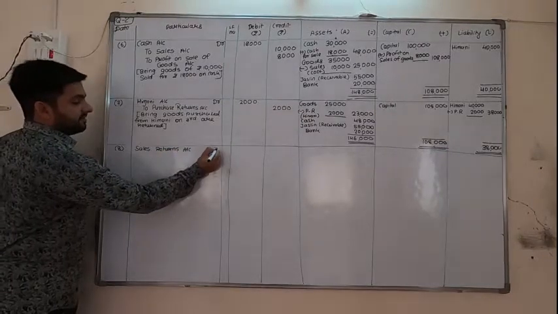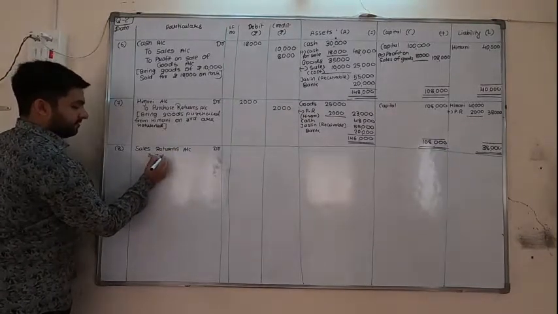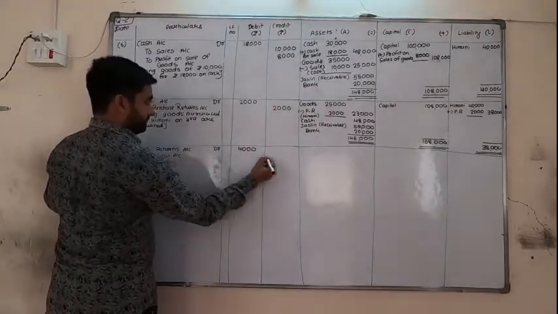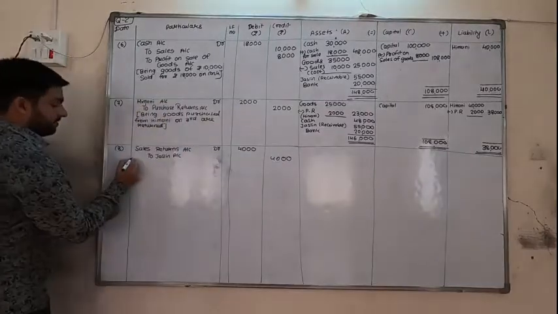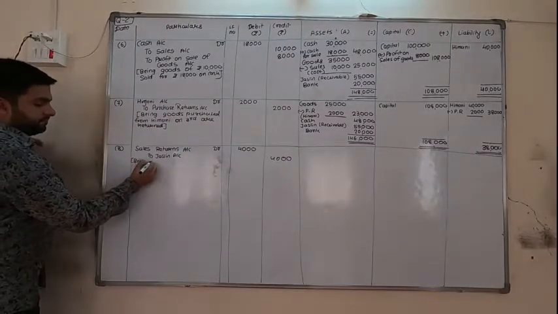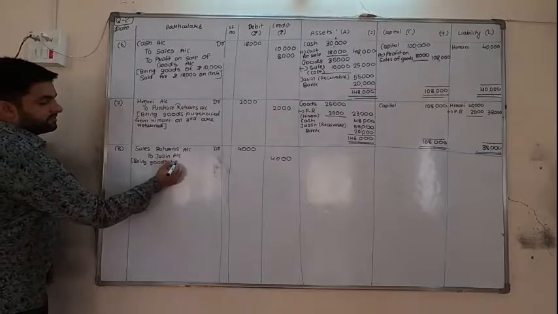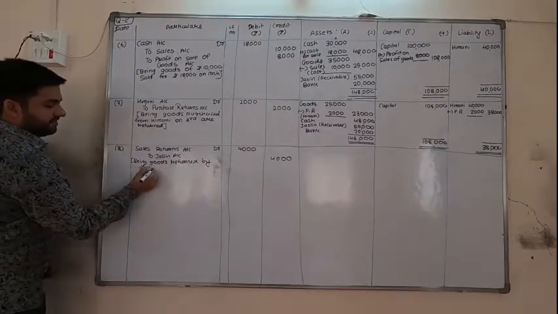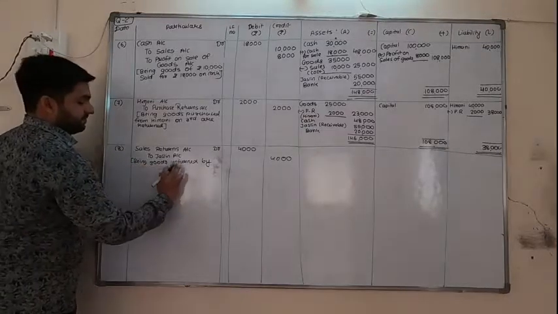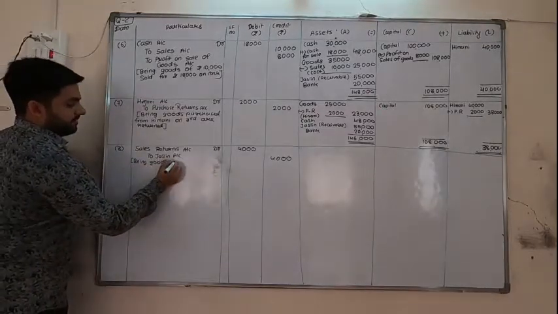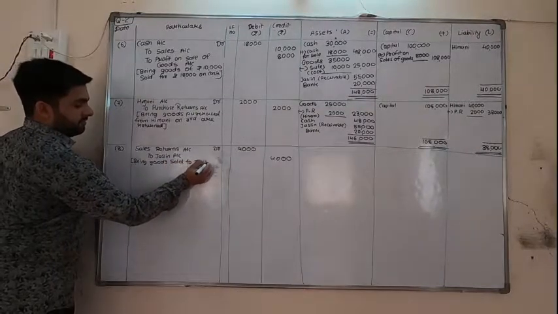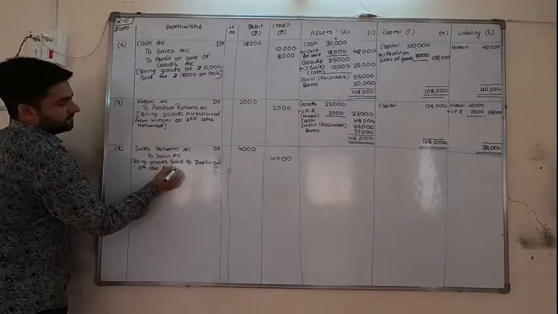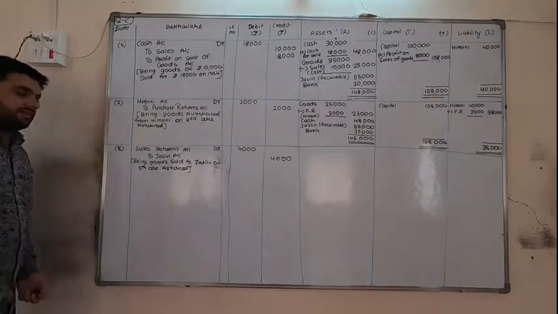Sales returns account debit to Jocelyn account for 4,000. Being goods returned by Jocelyn. Write the whole: being goods sold to Jocelyn on 5th are returned. Okay, so that you can understand.